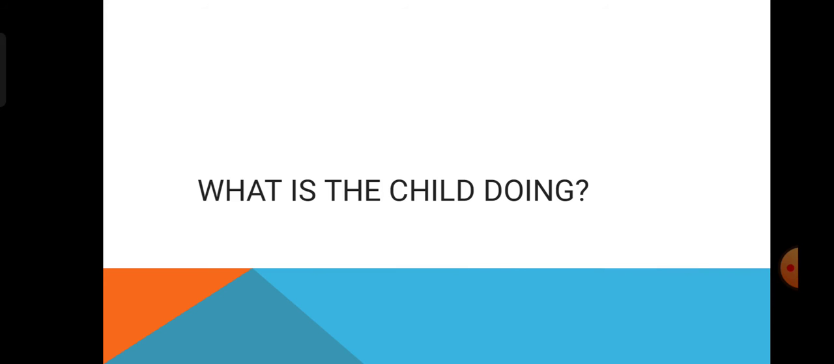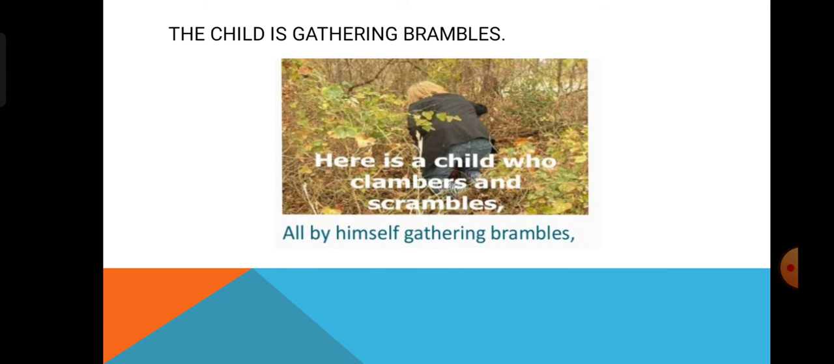So, the first question is, what is the child doing? Yes, the child is gathering brambles. He's a child who clambers and scrambles, all by himself gathering brambles. So, the child here is alone, is scrambling, moving using his hands and legs, and he's gathering brambles. Now, the next question.